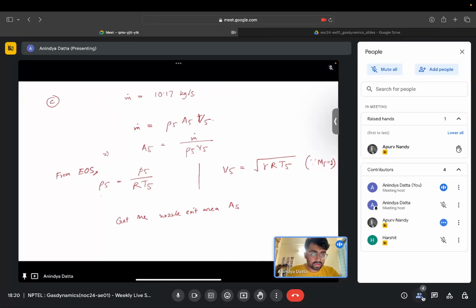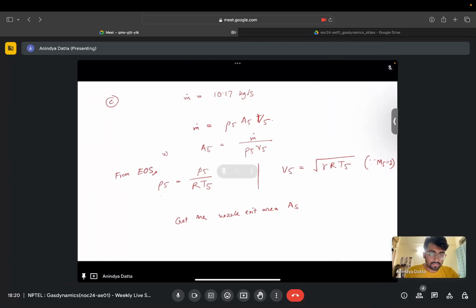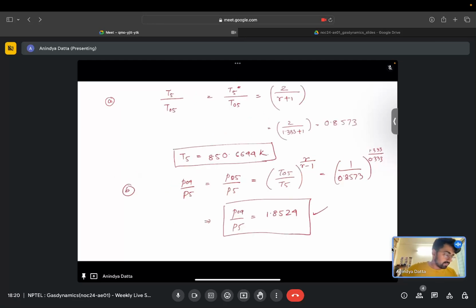Yeah, go ahead, Apurv. You can unmute and ask. So the V5 value, that will be the maximum possible exit velocity, right, for the nozzle? No, no, no. It's not the maximum possible exit velocity.